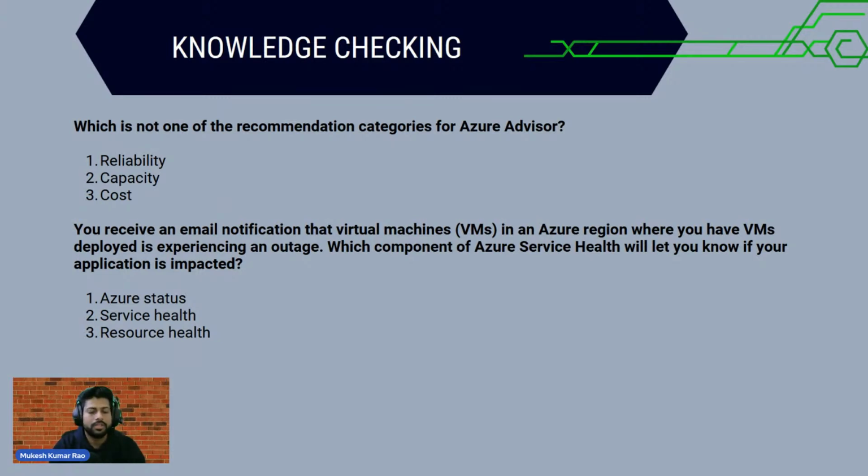So what will be the answer for the first? Okay, Role 3 is there, and great, reliability is there. And what about the second question's answer? Azure status. Are you sure? You can just read again. A little bit of service health. Yeah, that is the correct one I got from Sai. Okay, so this is the answer we have. That is capacity and the resource health. So yeah, that is a good one.